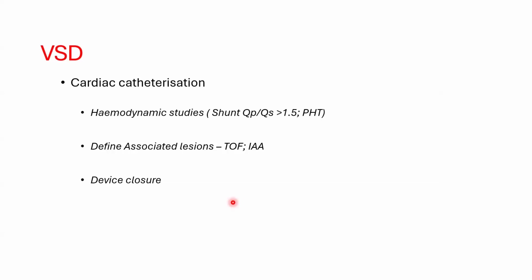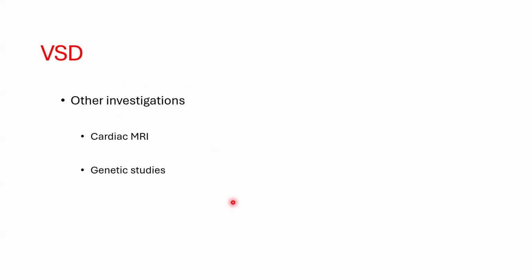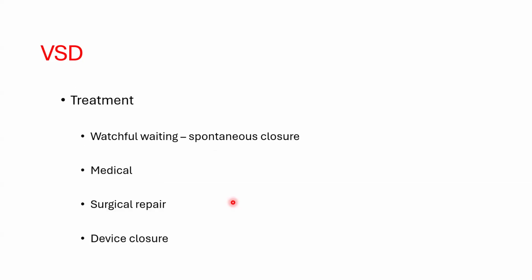So in the cath lab with VSD, you can also do hemodynamic studies, especially in adults, where you want to establish that one, the shunt is significant and that even if you have features of pulmonary hypertension, it is reversible before you go and close it. You also have to define other lesions such as tetralogy of Fallot and interrupted aortic arch. And then you can also assess the VSD and decide whether this is a VSD that can be closed with a device. Okay, the other investigations that we can do for VSDs.